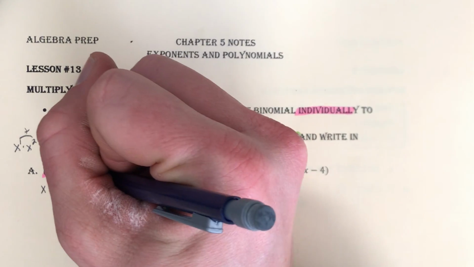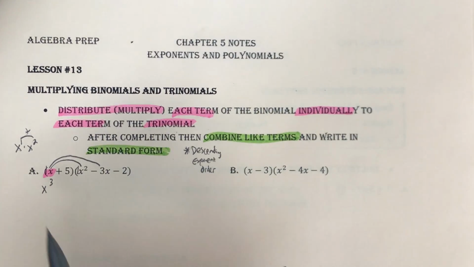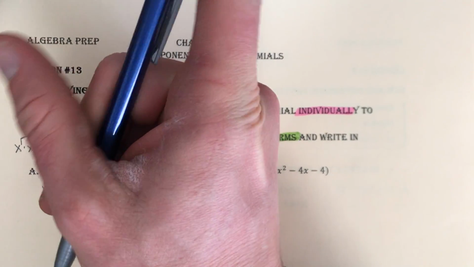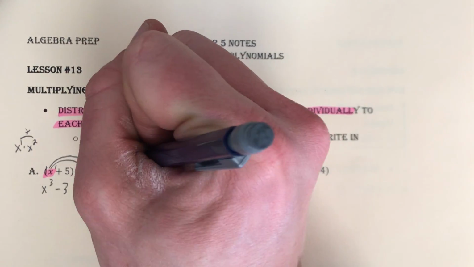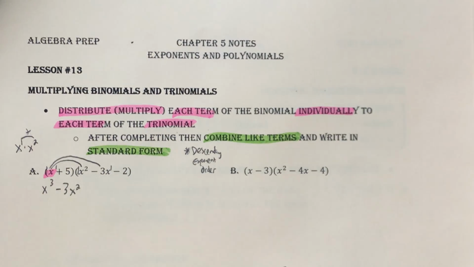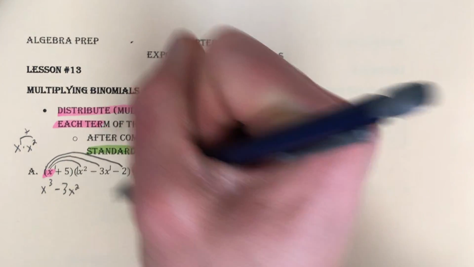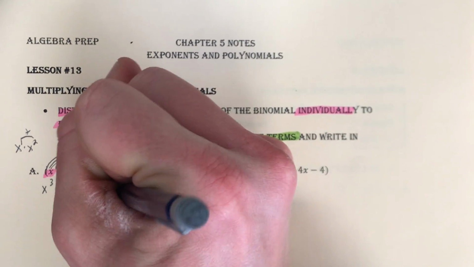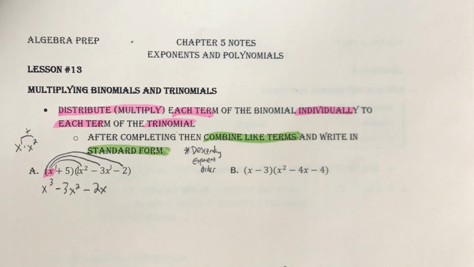Then we're going to do the second term of the trinomial. So x times negative 3x. Well, 1 times negative 3 is negative 3. And then x times x, well, the exponents of 1 and 1 make 2, so x squared. Then we're going to do the third term. So x times negative 2. Well, x times negative 2 is just negative 2x.